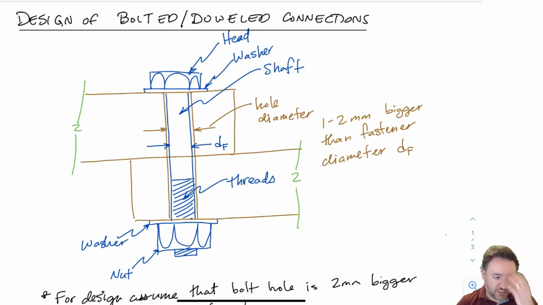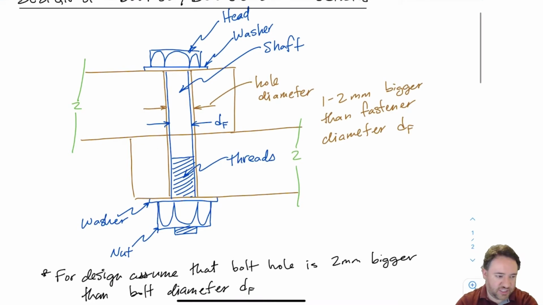So I have to take out the size of the hole when I'm calculating net area, not the size of the bolt. And in the standard, it says that the hole should be 1 to 2 millimeters bigger than the fastener. And so therefore, for design, we should consider basically the worst case, that the bolt hole is 2 millimeters bigger than the bolt diameter itself.